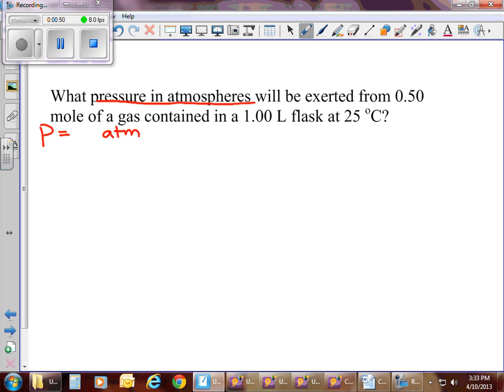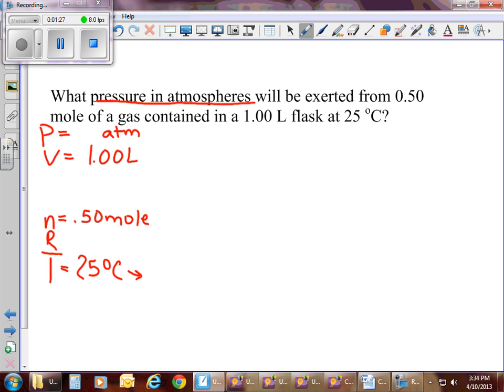Okay, will be exerted from 0.50 moles, so that's our N, of gas contained in a 1-liter flask. So volume I know is liters, so 1.00 liters at 25 degrees Celsius. Okay, and so I know that if it's 25, that's temperature, but I always want to convert everything into Kelvin. So this is going to be 298 Kelvin.